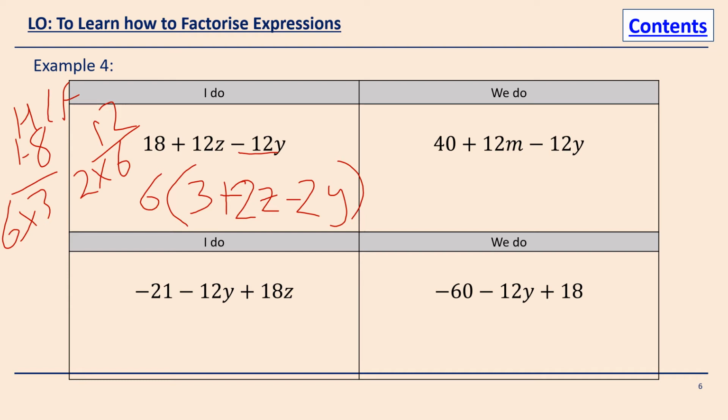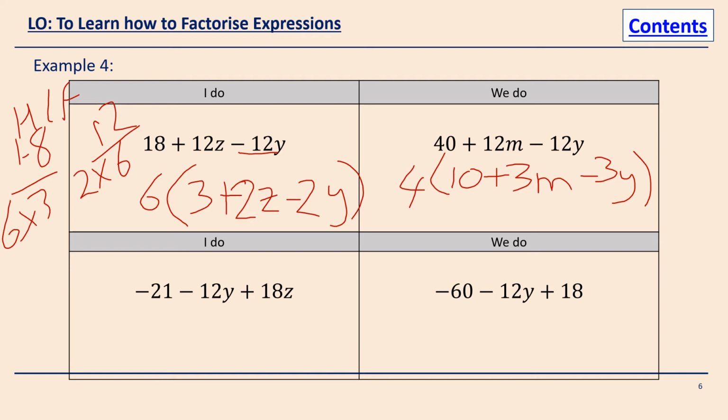Okay, what's the highest common factor of 40 and 12? Okay, we can put 4 to the outside then. 4 times 10 is going to give us 40. 4 times 12, 4 goes into 12, we need 3m, and then minus 3y. 4 times minus 3 is going to give us minus 12. The highest common factor is on the outside. Let's have a go at this one.